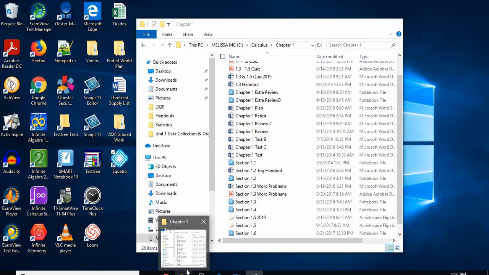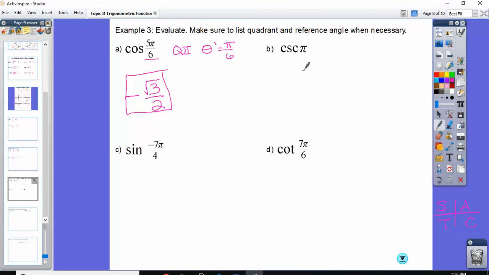B. Cosecant of pi. Pi is right here. That's not really a quadrant, and I really don't have a reference angle, so I can't do either of those. If we think about this point on the unit circle, that's the point -1, 0. Cosecant is the reciprocal of sine. Sine is the y. So sine of pi is 0. That means cosecant is undefined.